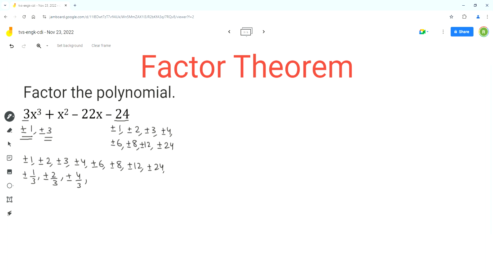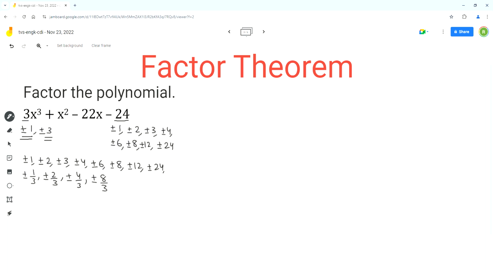The next one is 8 over 3. The next one is 12 over 3, which is equal to 4. We already have that in our list. And the last one is 24 over 3, which is equal to 8. And we also have that in our list. So these are the possible x values that will make the value of this polynomial equal to 0. Now we have to find which are those x values.